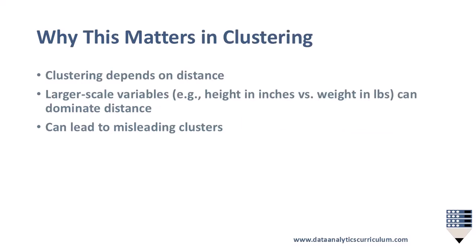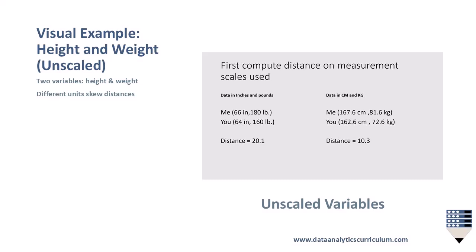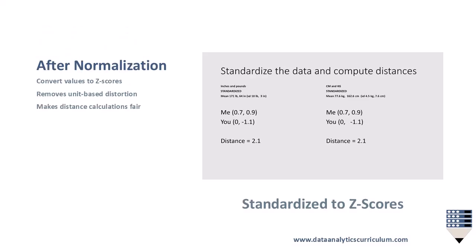Why this matters in clustering. Clustering depends on distance. If one variable has a larger scale, say height in inches versus weight in pounds, that variable can dominate the distance calculation. The result is misleading clusters. Visual example: height and weight unscaled. When we plot unscaled variables like height and weight, their different units make distances uneven. Some clusters might appear just because one variable uses larger numbers. After normalization, we convert values to z-scores. This standardization removes unit-based distortion so distance calculations are fair and balanced across all variables.